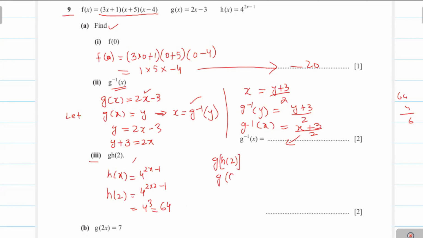We can write g of 64, and g of x is 2x minus 3. Therefore, we can write g of 64 equal to 2 into 64 minus 3. This will be equal to 128 minus 3, and this is 125. That is the answer.